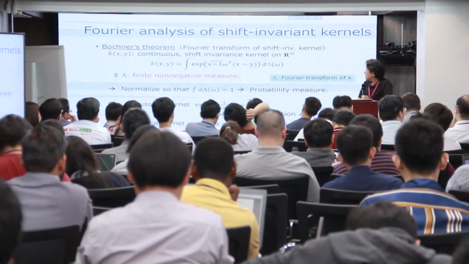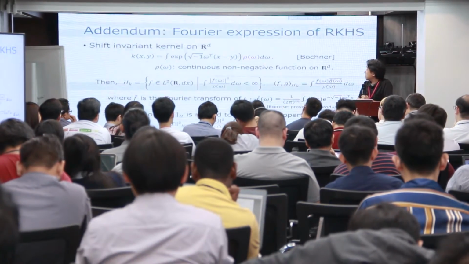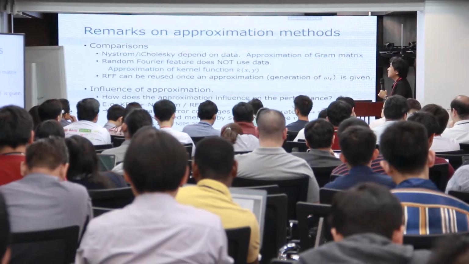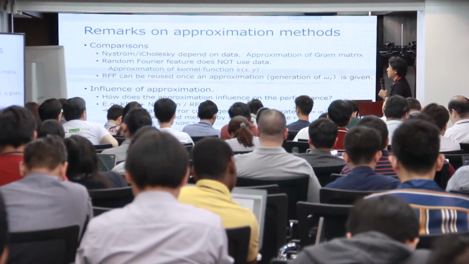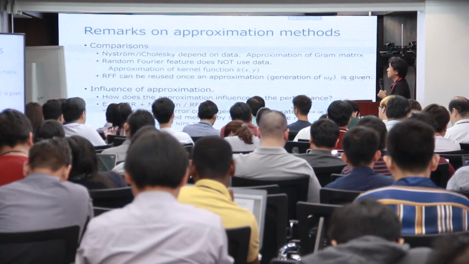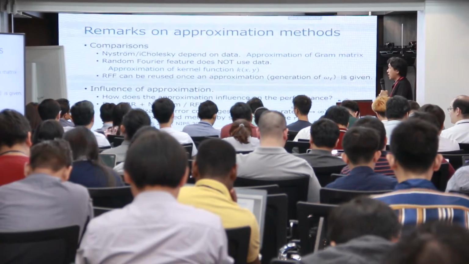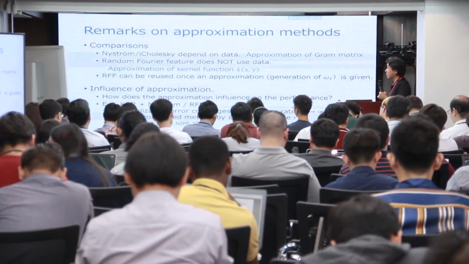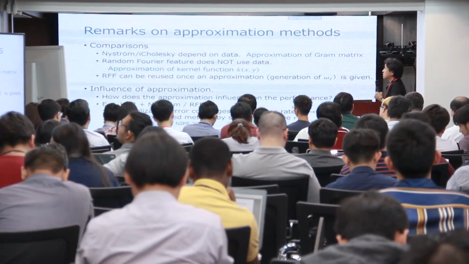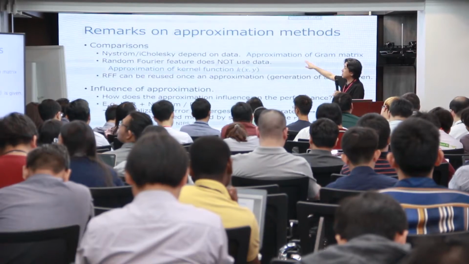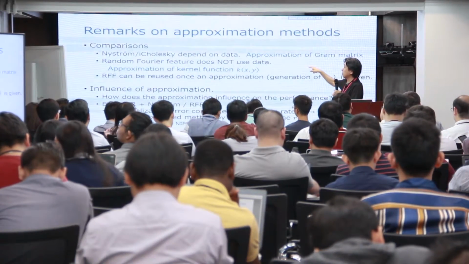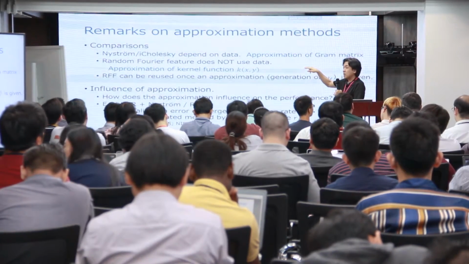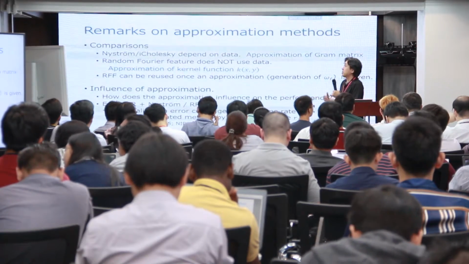So maybe I skipped these. Well, I'm running out of time, so I skip this slide. And I have shown two types of approximation. One is low-rank approximation, and the other is random Fourier features. And they have a clear difference in approximation. The first class of approximation, the Cholesky decomposition or Nyström approximation, depends on data. So once we observe data, we can apply this method.